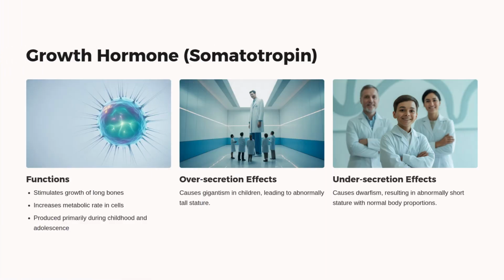Growth hormone, somatotropin, functions: stimulates growth of long bones, increases metabolic rate in cells, produced primarily during childhood and adolescence. Oversecretion effects: causes gigantism in children, leading to abnormally tall stature. Undersecretion effects: causes dwarfism, resulting in abnormally short stature with normal body proportions.